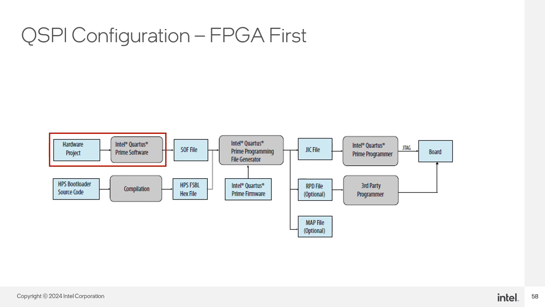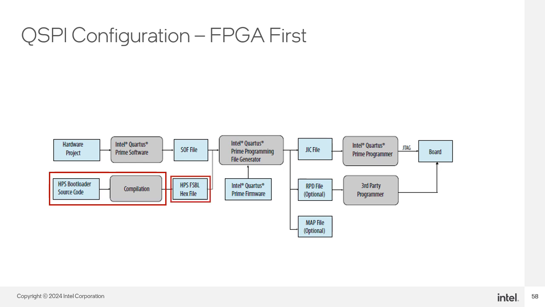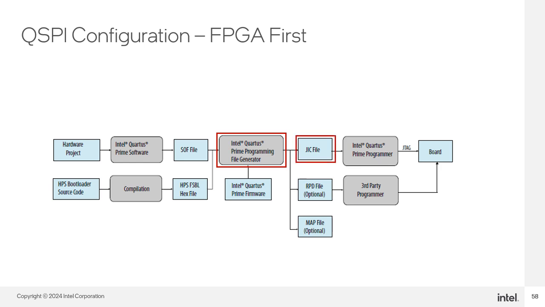With QSPI configuration, when the FPGA logic is configured first. 1. Compile hardware project with Quartus Prime to obtain the SOF file. 2. Compile the HPS FSBL source code to obtain the HPS FSBL hex file, or use a precompiled one. 3. Use Programming File Generator to create the following files. JTAG indirect configuration file contains the configuration bit stream to be written to flash and SDM helper image, used by the Intel Quartus Prime programmer to write the bit stream to flash.